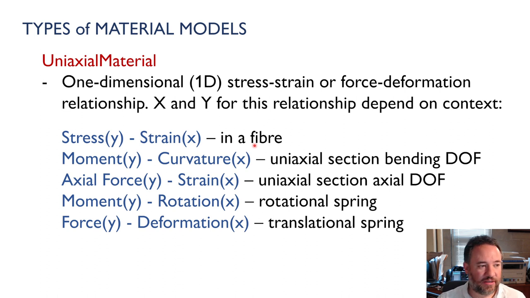Now, if I'm using the same type of uniaxial material and I intend to use it for a section bending, like a plastic hinge, at a specific degree of freedom, so let's say rotation at the end of the beam, then I would be defining it in terms of moment and curvature, right? And here I would use curvature. Why? Because that section has a specific finite length, and the curvature gets translated into rotation, because the rotation is the curvature times the length of the hinge, basically.